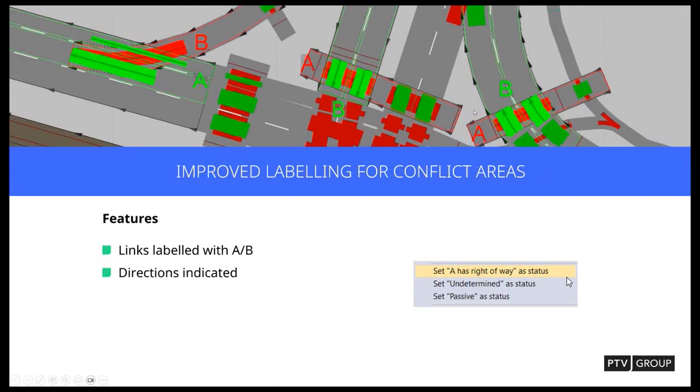One more labeling item, which I'm sure many of you will like very much, and that is that now conflict areas have a dedicated labeling, which is referred to in the context menu when you set the priority. Before that was partly guessing, because you had to choose link 1 has the right of way. Oh, which one is link 1? And now it's visualized A and B, and you can choose these in the context menu.